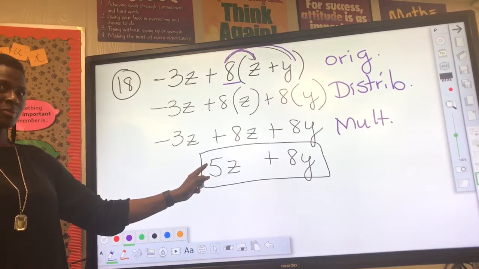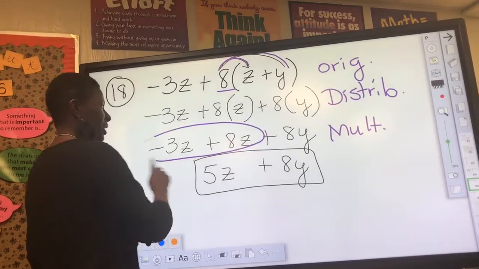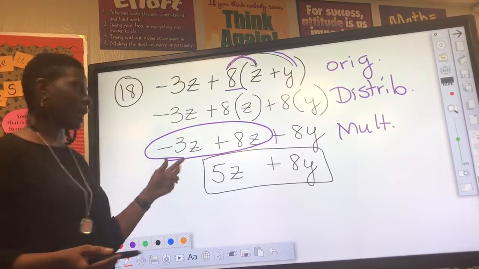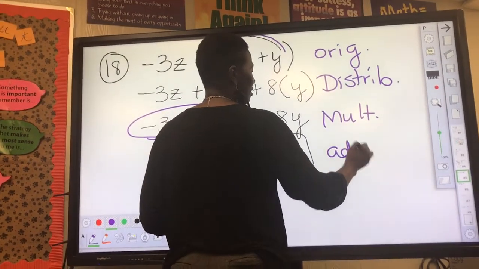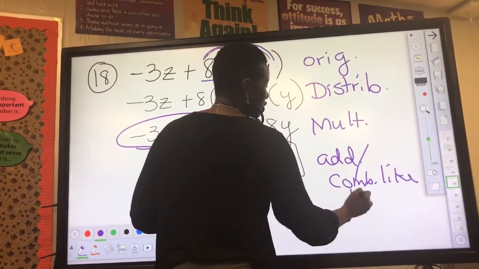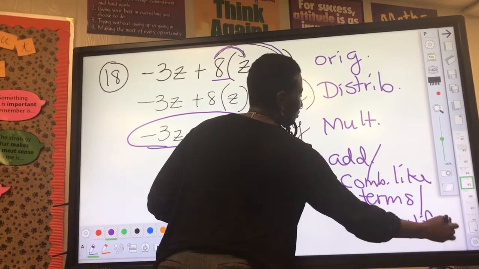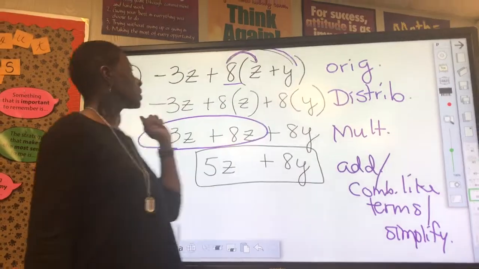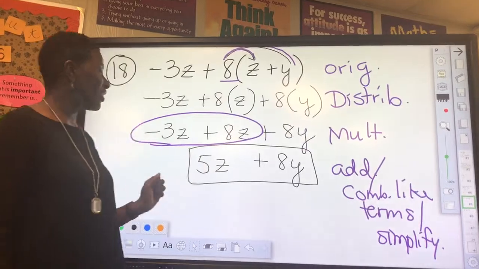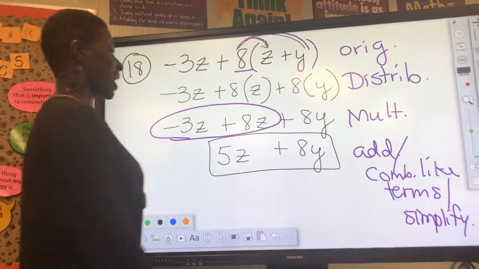You added them. I added them, right? I just did addition. Are y'all with me? But that's also called combining like terms, right? So you can either call this I added, or I combine like terms, which is really simplifying. So I just explained all my steps. First thing I had was the original problem. Then I used the distributive property. Then I multiplied. And then the last thing I did was add, which is really simplifying. Everybody got it? Yes. Great.